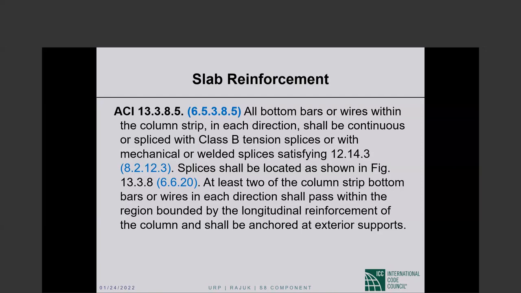This is structural integrity reinforcement. I cannot tell you how beneficial this requirement has been and how many buildings it has saved after explosions and things like that. Highly, highly important. All column strip bottom bars shall be continuous, with two of them passing through the column cage.